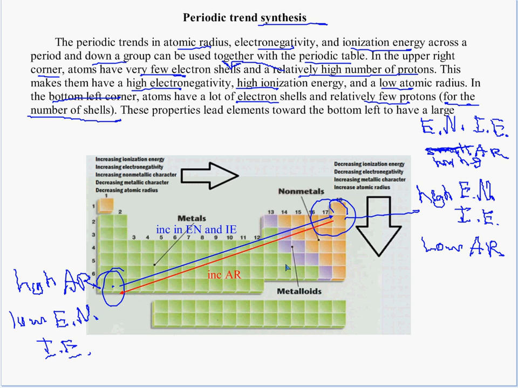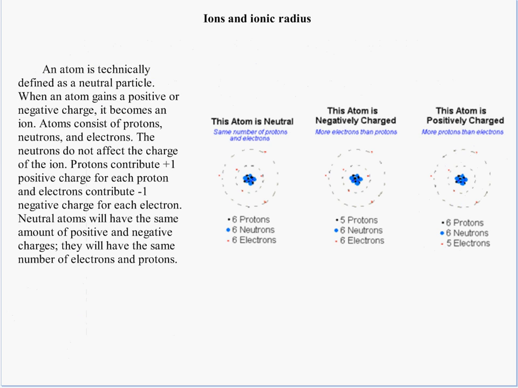Okay, so I've got this kind of synthesized. Anything down here is going to have high atomic radius. Anything up here is going to be low. Low electronegativity down here, high up here. So if I have this compared to this, I can use that pattern. I can put the two together. Okay, let's go a couple pages to learn about ions and ionic radius.